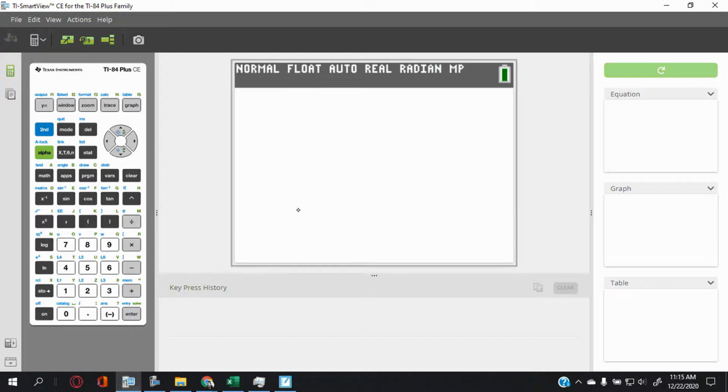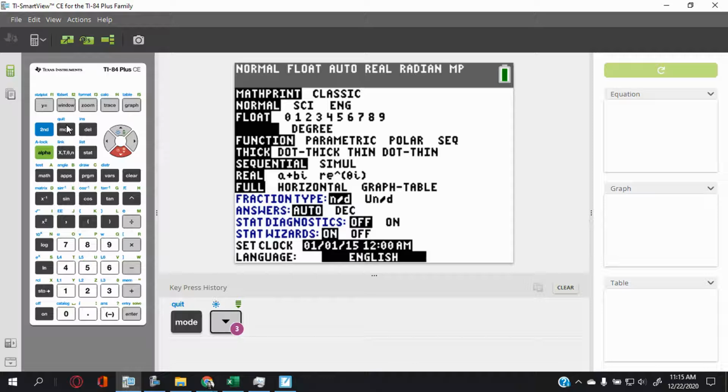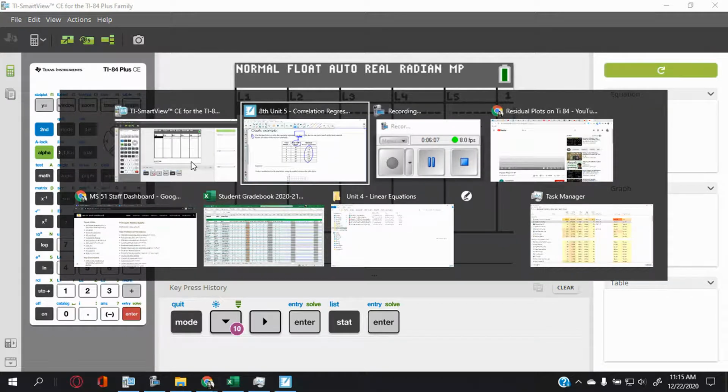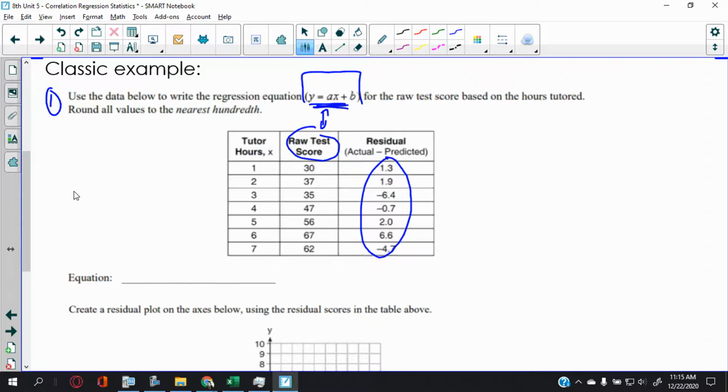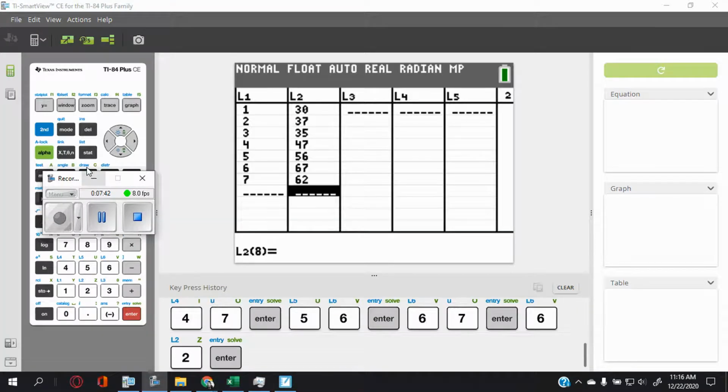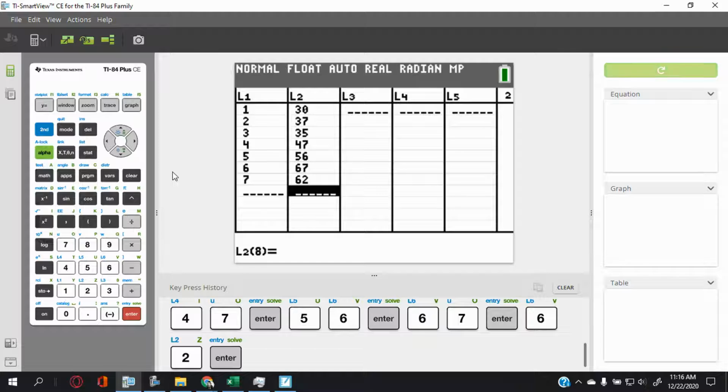So now I actually clear the memory again. Let me go to stat diagnostics on, and then I'm going to go to stat and edit this. I'm going to press pause right now just to put these values in. If you want to follow through, you can do that. So press pause right now. Okay, so I enter in the data. I'm just going to follow through like we always do.